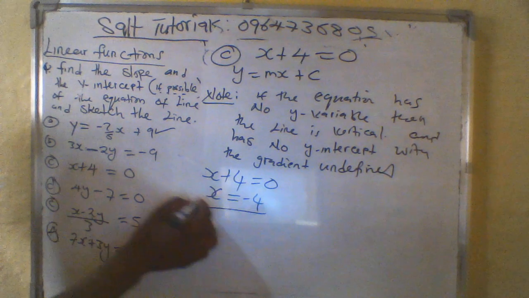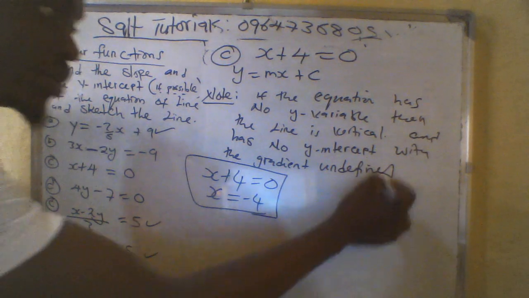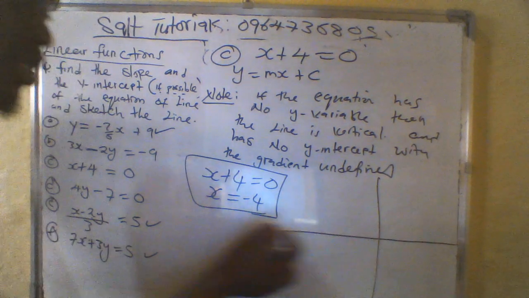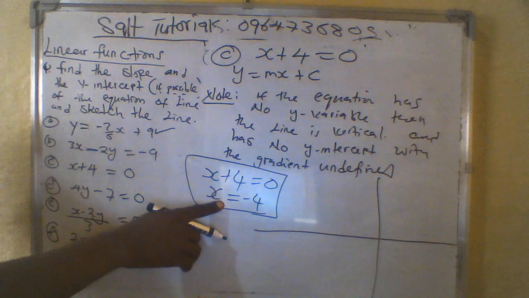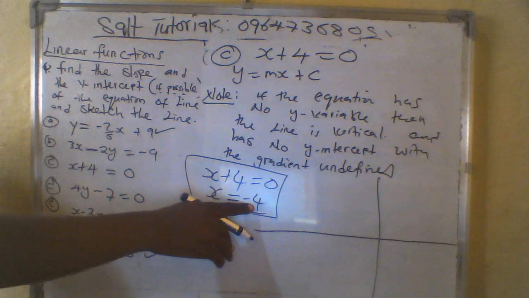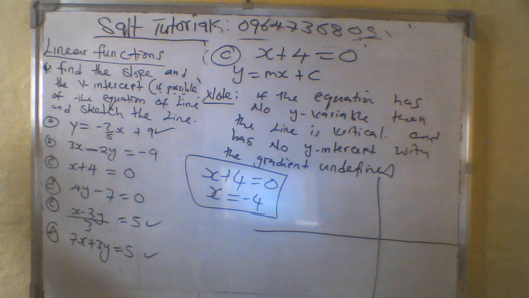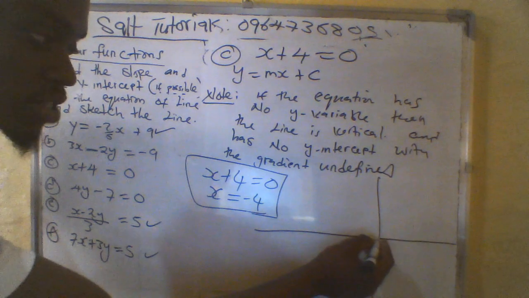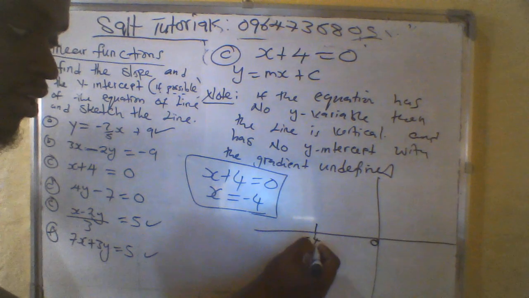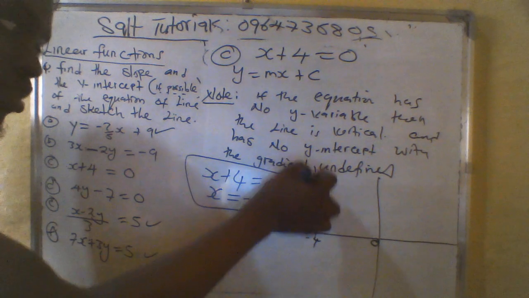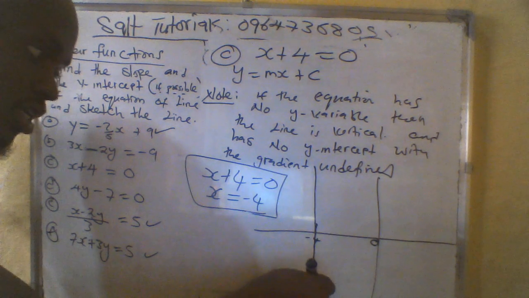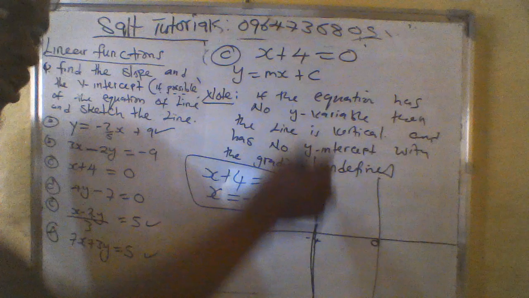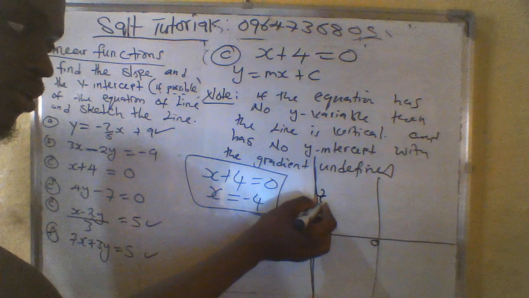So sketching this is basically very simple. If this is your x coordinates, this means that the value of x remains negative 4 for any value of y. So whatever value of y I'm going to have, the value of x will still be negative 4. So on my x-axis I can have negative 4 there. So this is a vertical line passing through negative 4 on the x-axis. So this is x equals negative 4.